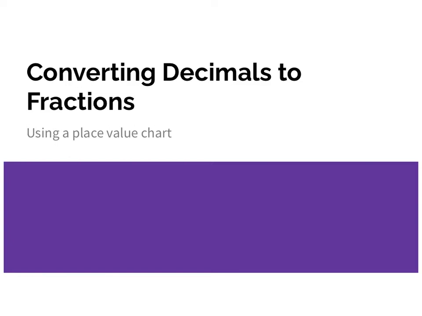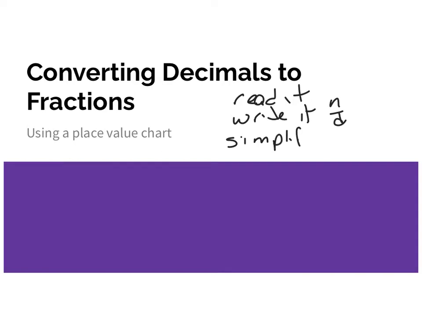So this is your reteach for converting decimals to fractions. We're going to be using place value to help you get your decimal written as a fraction, and then we're simplifying. So remember the strategy. You read it, write it, and you write it as a fraction, and then you simplify it. Once you do that, then you have already converted your decimal to a fraction.